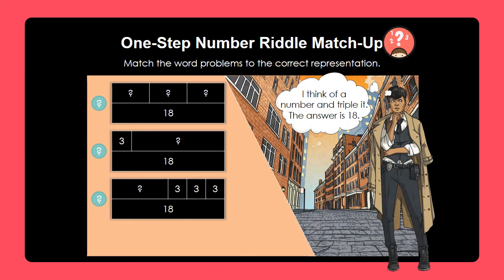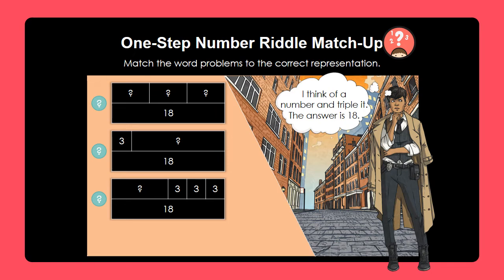Let's have a look at a one-step number riddle matchup. We're going to have a go at matching the word problems to the correct representation. So we can see here, I think of a number, then I triple it, and my answer is 18. Which of our bar models shown on screen represents the problem? Pause the video here and try to work out which bar model represents the problem.